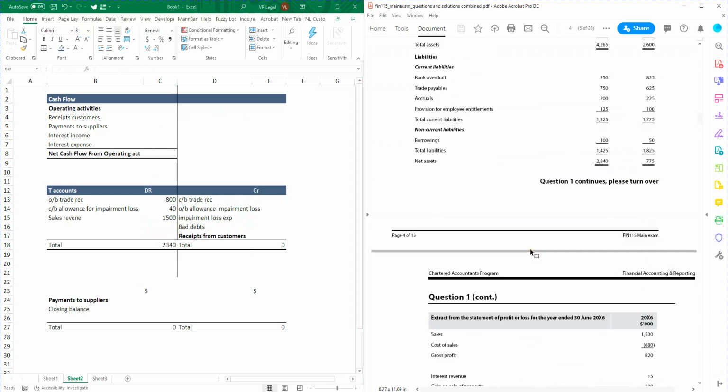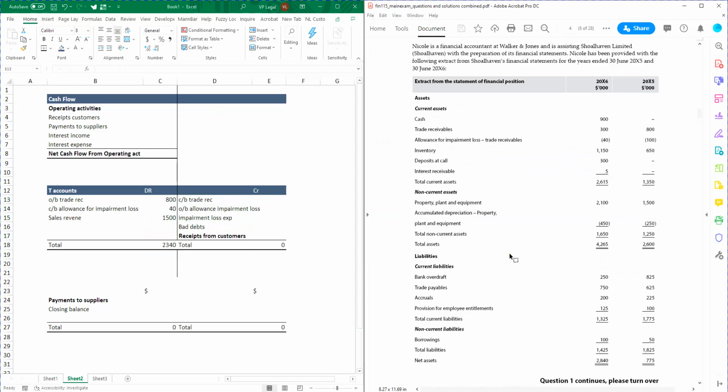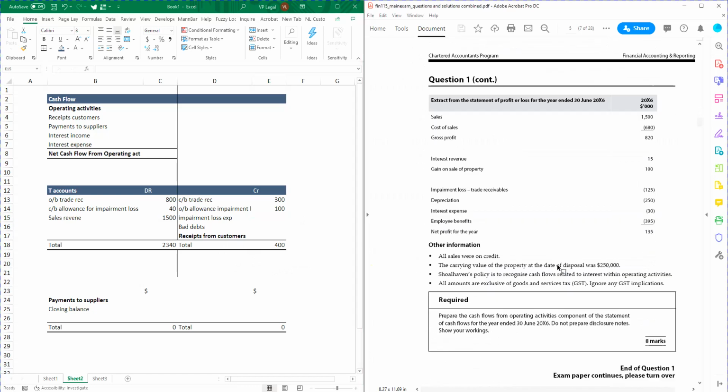Now, closing on the other side, closing balance, trade receivables. So that's going to be 300 over there. What else? We've got opening balance, allowance for impairment loss. So that's going to be 100 over there. Then we've got impairment loss expense. So we've got to look in the P&L. There it is there, impairment loss. So 125.